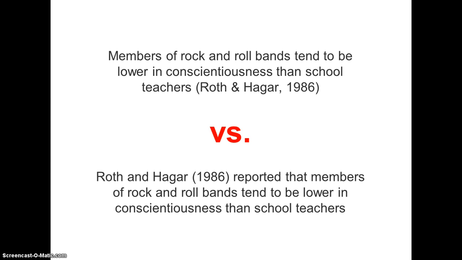This says members of rock and roll bands tend to be lower in conscientiousness than school teachers, and Roth and Hagar are only important insofar as you're citing them to give them credit for the idea you just summarized. So in the first approach, the idea is central. In the second approach, by saying Roth and Hagar reported such and such, you're saying Roth and Hagar themselves are focal, and you probably shouldn't do that.